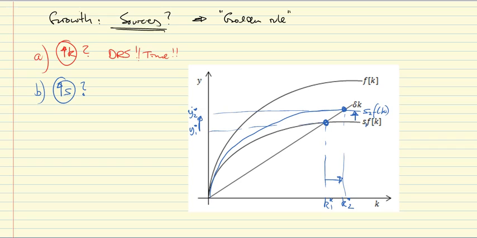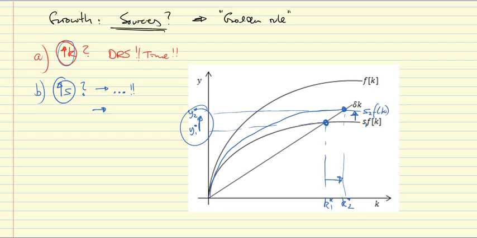Now, the question here is, of course, similarly to the previous question about capital accumulation, how long does this adjustment to the new steady state take, and how large is this? So there are similar issues with simply increasing the savings propensity. But there is a different issue that is possibly more important.